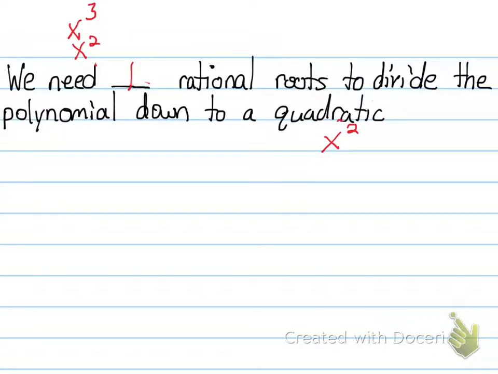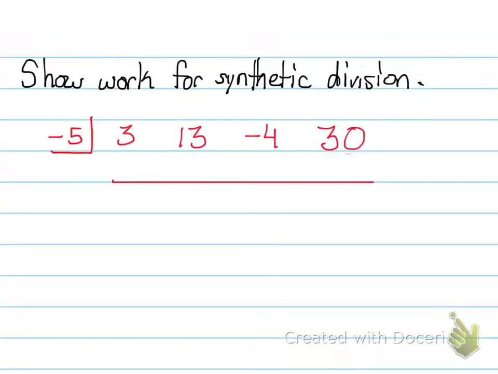We need to find one rational root in order to divide it down to a polynomial which is quadratic. Remember, quadratic is x squared. And since the highest degree was x to the power of 3, in order for me to get to x squared, I only go down one time. All right, now I'm going to show my work for synthetic division. Since we already know how to do synthetic division, I'm just going to go through the process where you bring down the first number, multiply, add straight down, multiply, add straight down, multiply, and then add straight down.